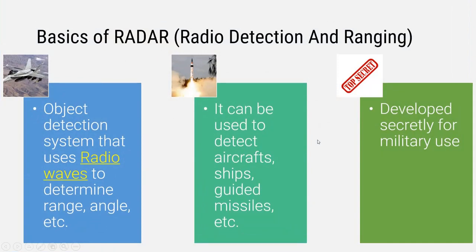Radar is actually an acronym for radio detection and ranging. Radar is an object detection system that uses radio waves to determine the range, angle or velocity of the objects. It can be used to detect aircraft, ships, spacecraft, guided missiles, motor vehicles, weather formations or terrain, etc. This radar was actually developed secretly for military use by several nations in the period before World War II. So that's really very basic information about radar systems. So let's go ahead with the working principle of radar.